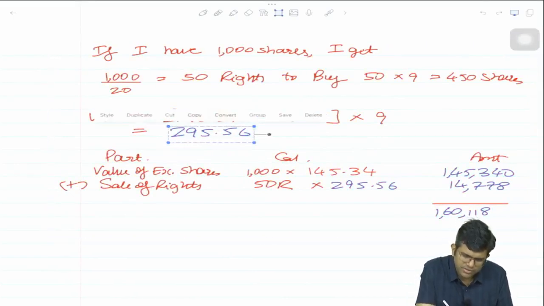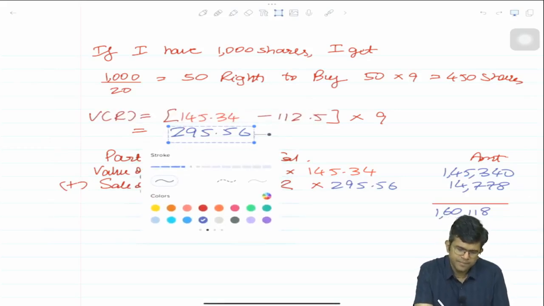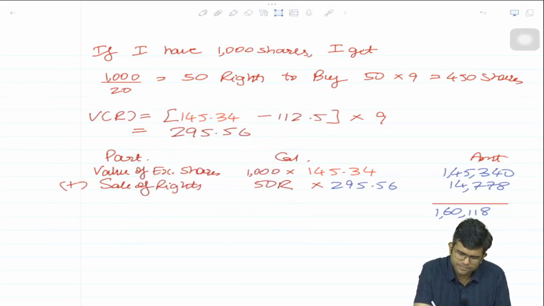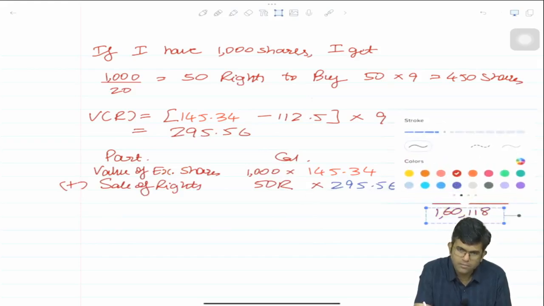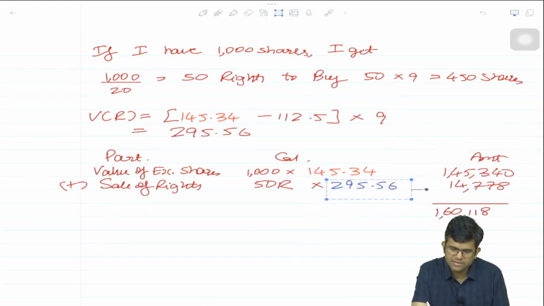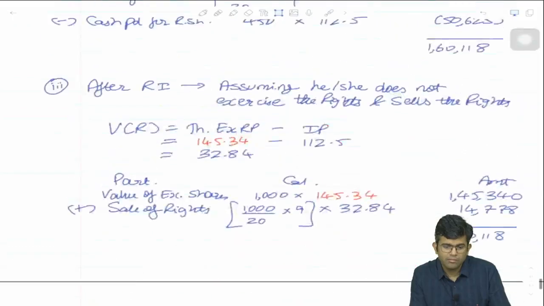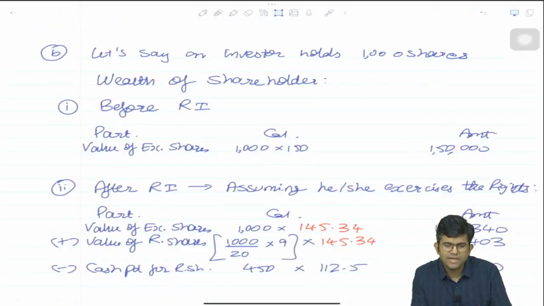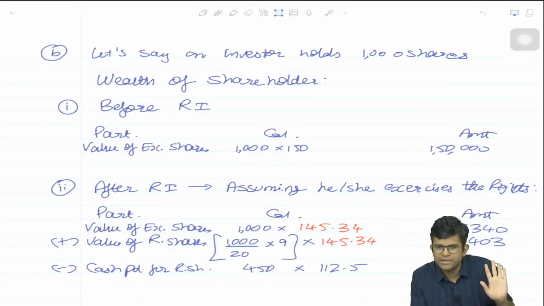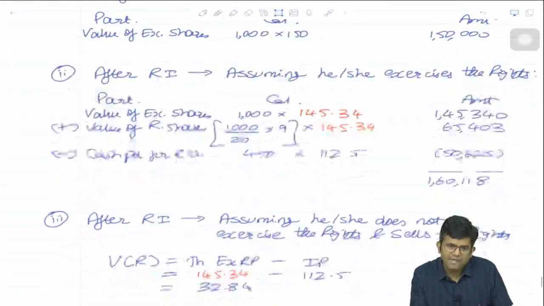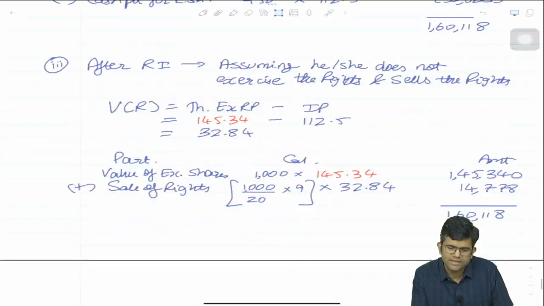So you all understood this question? Everyone done? But one conclusion we can give here is, you can see the wealth still remains the same. The wealth remains the same whether you exercise or you don't. But it will not remain the same as before the rights issue. Before the rights issue it was 150. After the rights issue, whether you exercise or you don't exercise, can I say the wealth will remain the same.